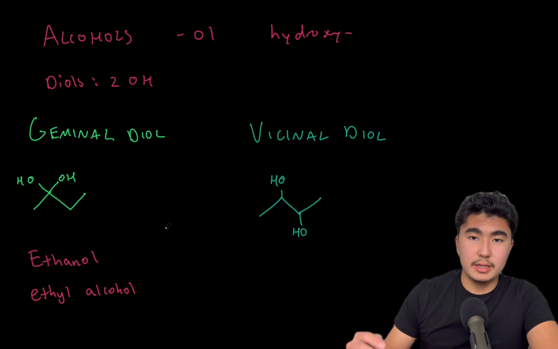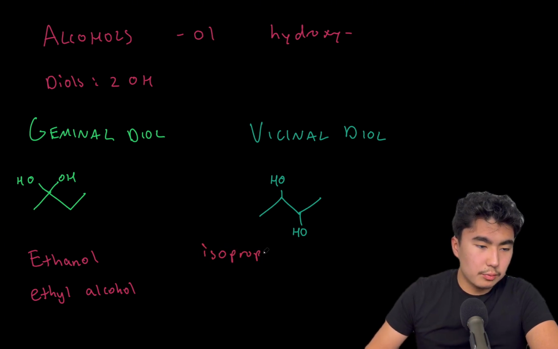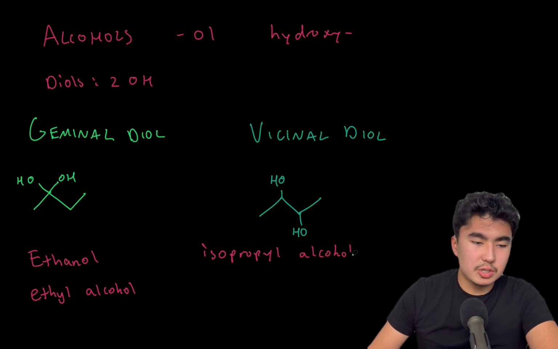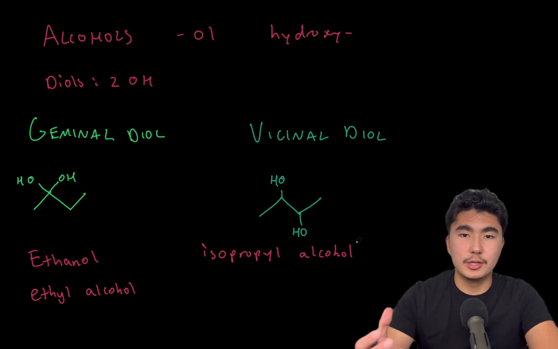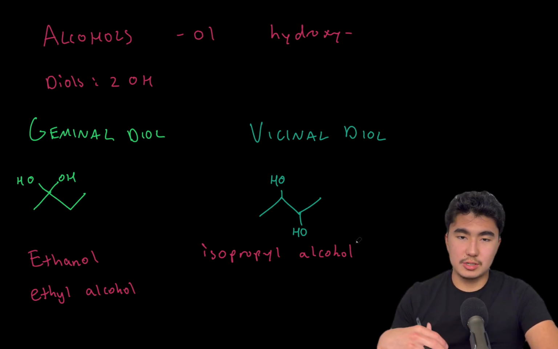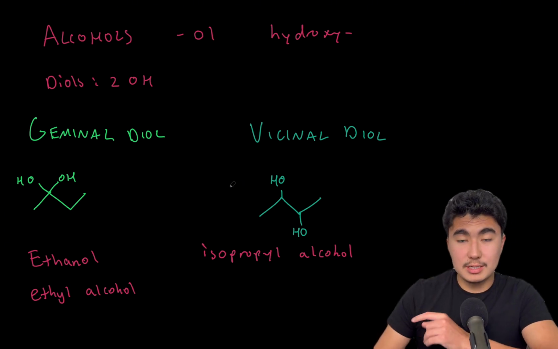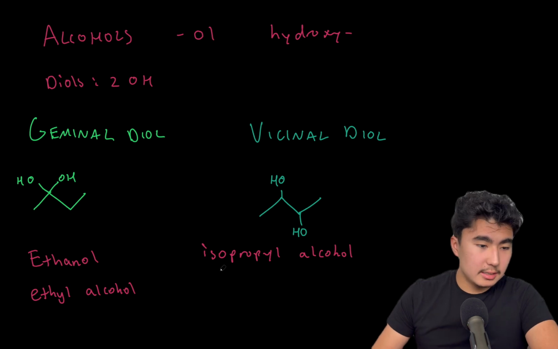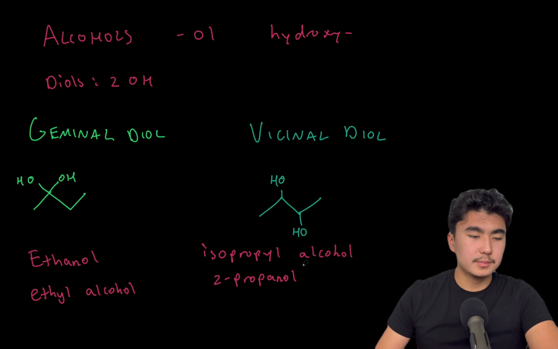And the last one is isopropyl alcohol. This is the most common one used on wounds and stuff. If you have a bottle of alcohol that you're trying to use to disinfect some surface or some wound, then that's isopropyl alcohol. And the IUPAC nomenclature name for that is 2-propanol.